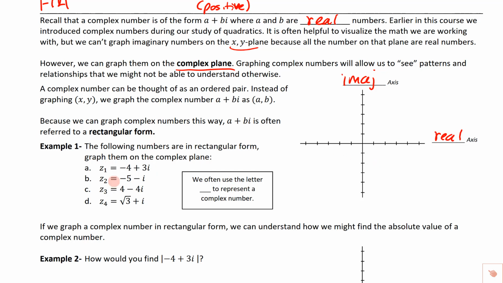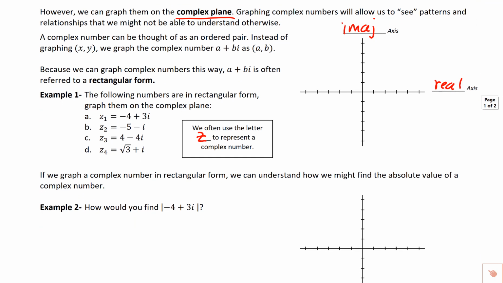So we're going to graph a couple of numbers, and you'll notice that I've got a z with a subscript on each one of these, and that's because we often will use the letter z to represent a complex number. So just get used to that. If somebody says z equals, a lot of times they're talking about a complex number. Not all the time, but as a general rule, we're going to use z to represent that. It just makes it a little bit shorter to write.